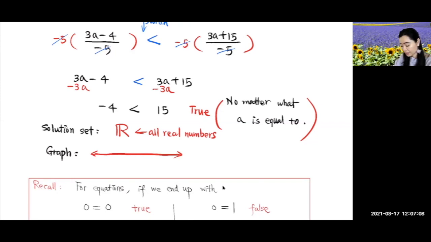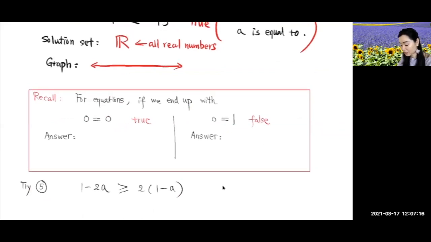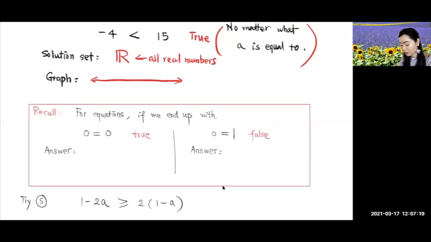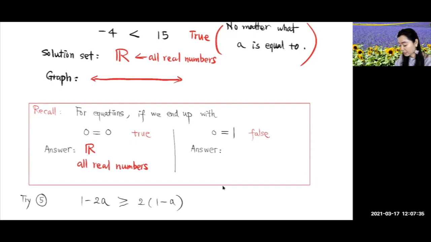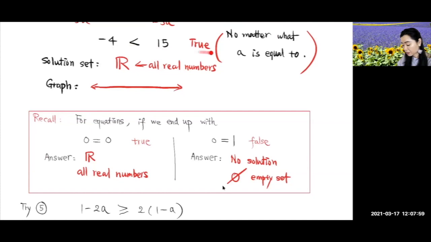Okay. Now let's recall that for equations, I'm going to compare this with the equation. For an equation, if we have something that's always true, then the answer will be what? Do you guys remember? All real numbers, right? And if we end up with an equation that's false, that's something we call a contradiction, then the answer will be no solution. And then we put down the solution set to be the empty set. All right, so this one here is always true. We end up with an inequality that's always true, and the solution set is all real numbers.